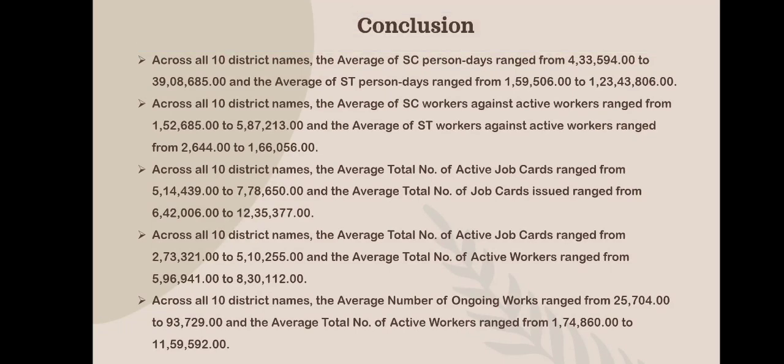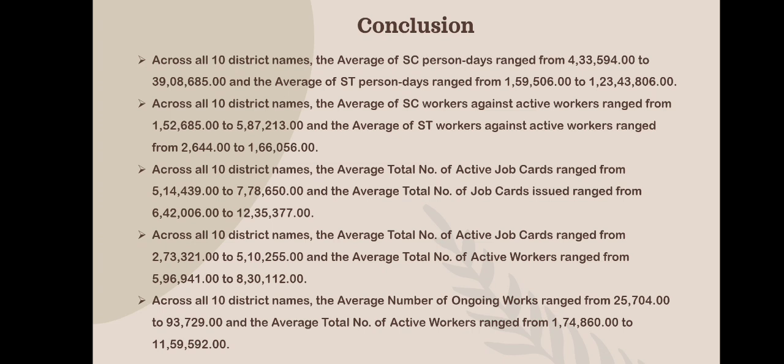Across all 10 district names, the average of SC % days ranged from 4,33,000 to 39,08,000, and average of ST % days ranged from 1,59,000 to 1,23,43,000. Average of all 10 district names, the average of SC workers against active workers ranged from 1,52,000 to 5,87,000, and average of ST workers against active workers ranged from 2,600 to 1,66,000.